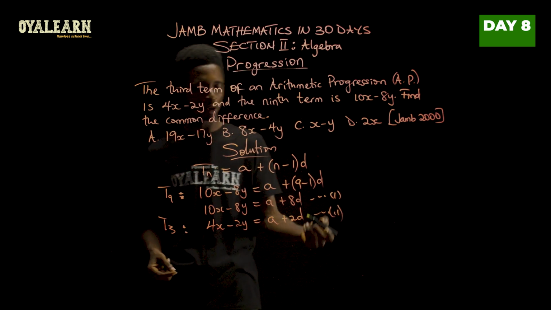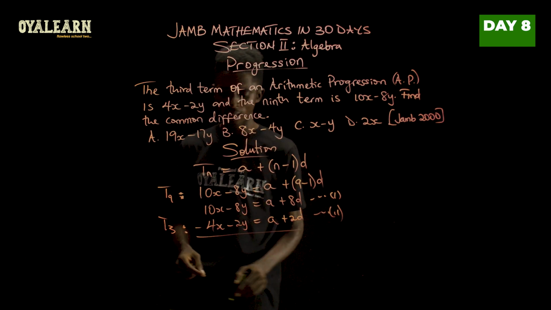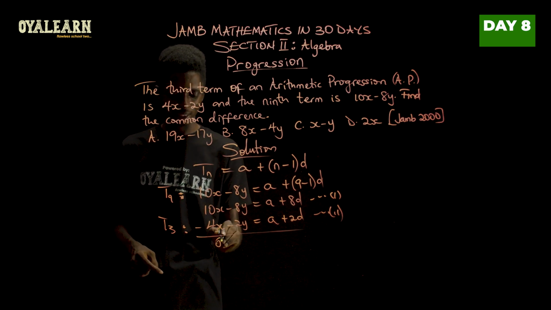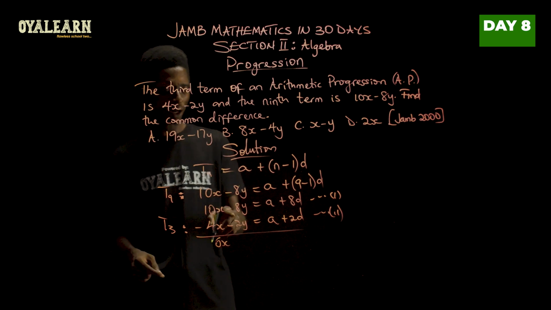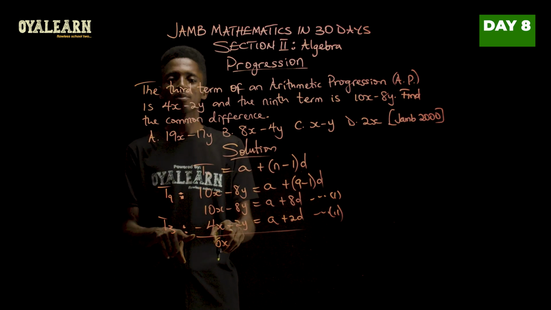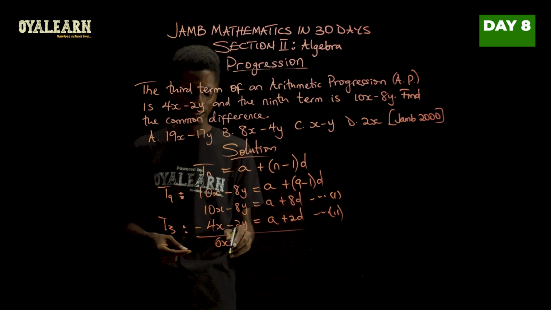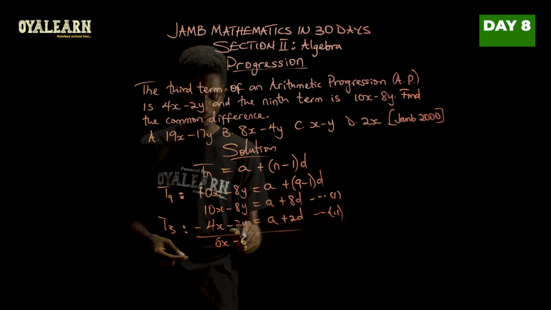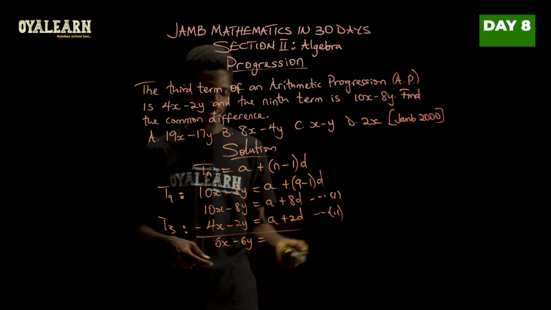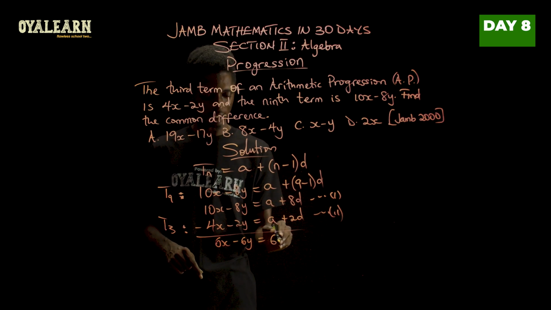So we can then go on to subtract equation 2 from equation 1. So if I subtract like this, it means I'll have 10x minus 4x. That will give me 6x. Now, minus 8y minus 2y. Now, minus times minus becomes plus. So that's minus 8y plus 2y. And that will give us minus 6y. Equals A minus A, that's 0. So 8D minus 2D will give us 6D.